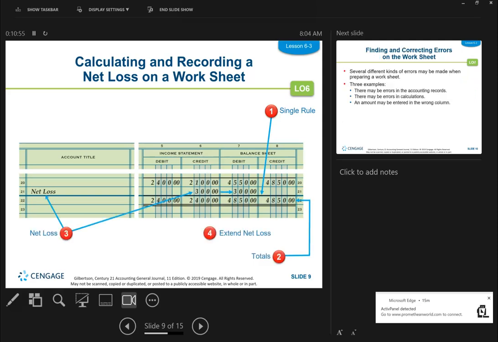We extend that net loss over into the balance sheet. Oops. And then it doesn't tell us to double rule. I suspect there should be a double rule label at the bottom where we write in our double rules.